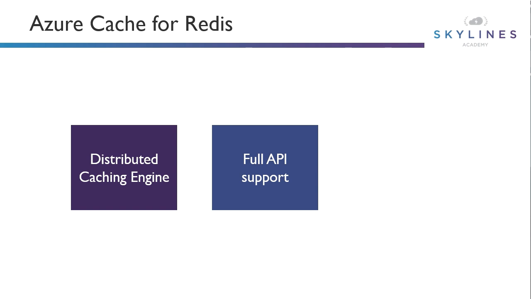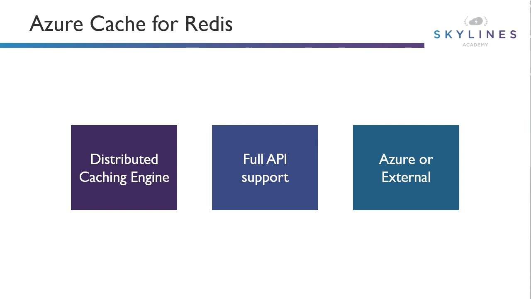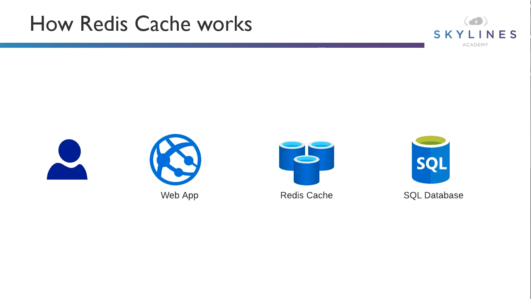Azure Cache for Redis is Microsoft's managed service version of Redis Cache. They have dedicated servers that provide full compatibility with the Redis API. It is also worth noting that it can be utilized for resources within Azure or in another location. Let's take a look at how Redis Cache works.